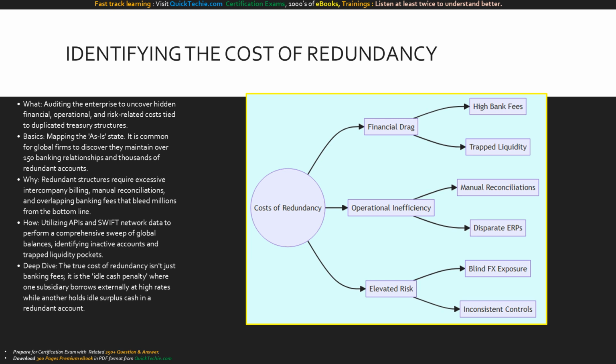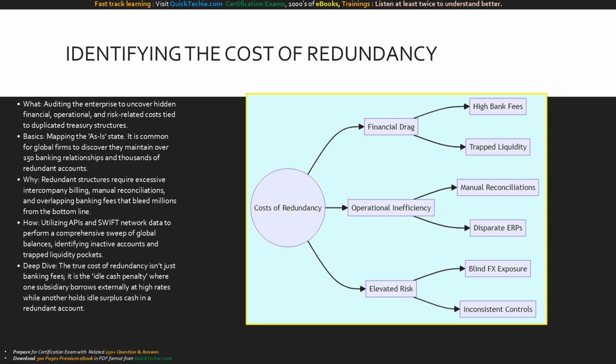Because local subsidiaries love autonomy. But this autonomy results in excessive intercompany billing, manual reconciliations, and overlapping fees. How do we audit this? We leverage APIs and Swift data to perform a global sweep of all balances, actively hunting for inactive accounts and trapped liquidity.